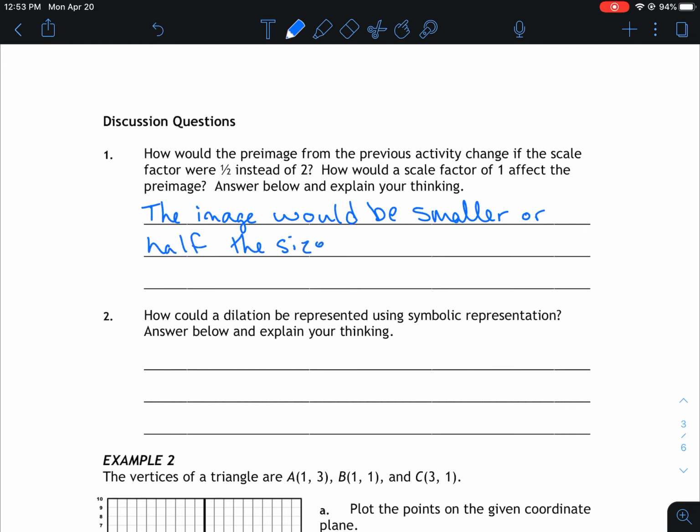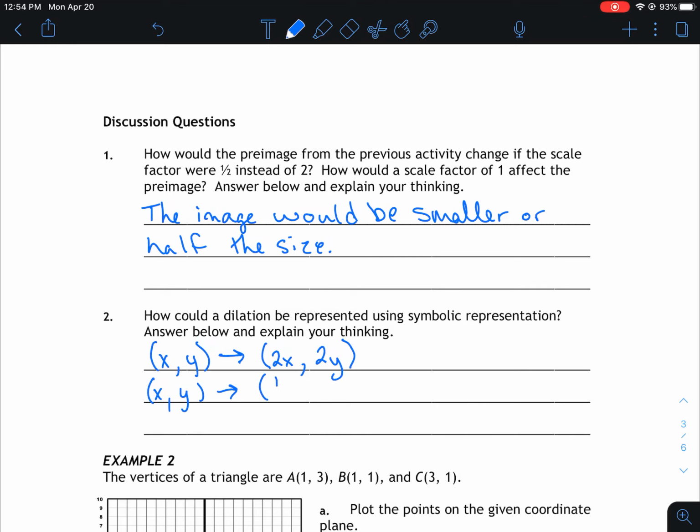Okay, and then how could a dilation be represented using symbolic representation? So remember, symbolic representation is when you have the original, let's say (x, y), and we are going to use a scale factor of 2. That would mean we're going to take our x value and multiply by 2, and our y value and multiply by 2. Now, if we were doing a scale factor that is 1/2, then our symbolic representation would be (x, y) goes to (1/2 x, 1/2 y).